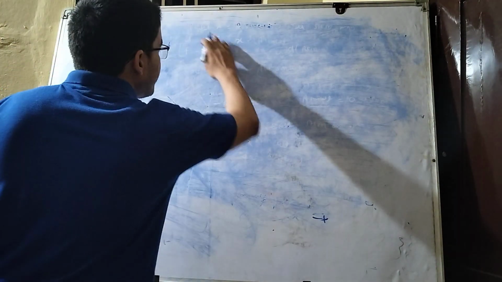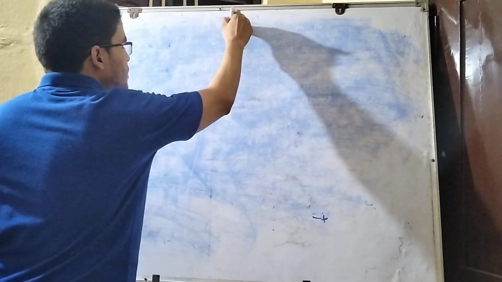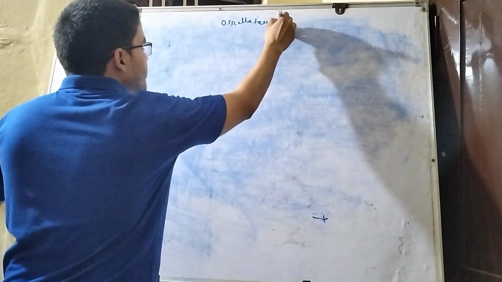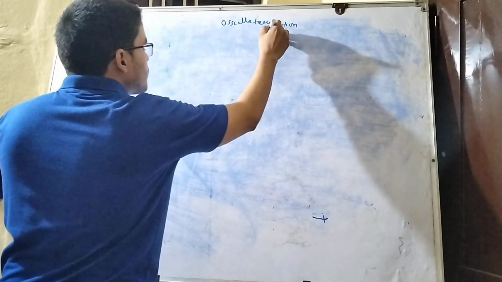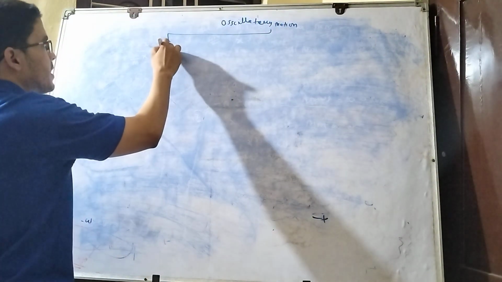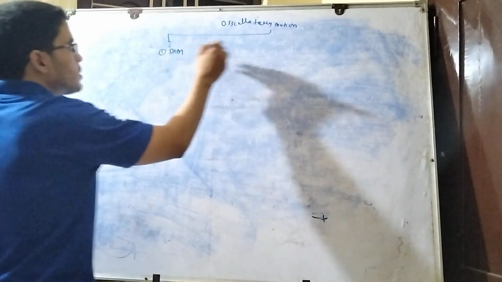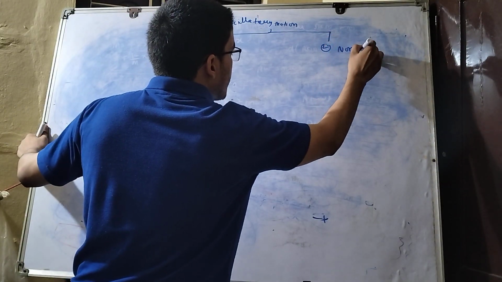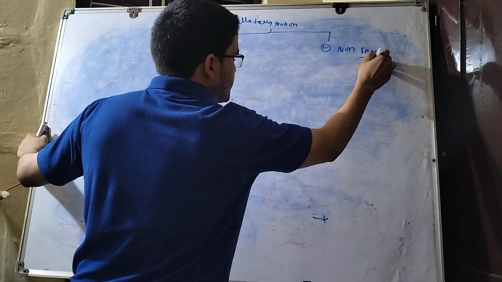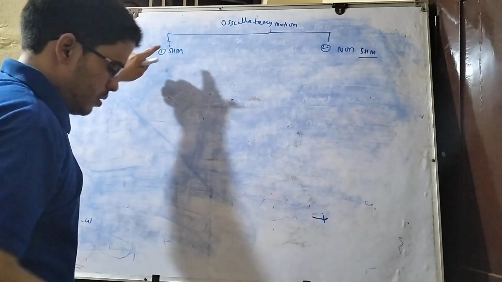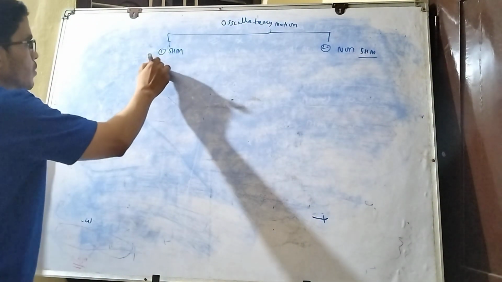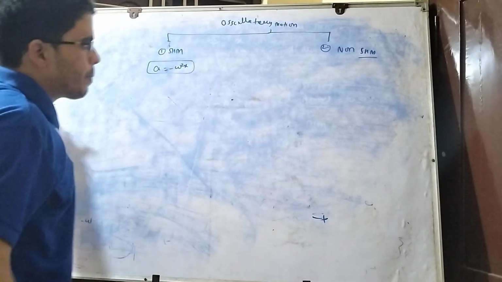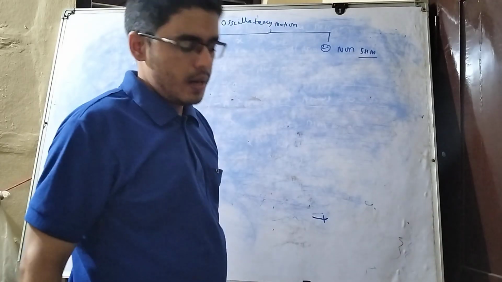So if I write the summary, oscillatory motion means one is simple harmonic motion, and another is non-simple harmonic motion, non-SHM. Okay. So here I told you, sir, what that value is: A equals minus omega square x. No doubt here. Now, what is non-simple harmonic motion?